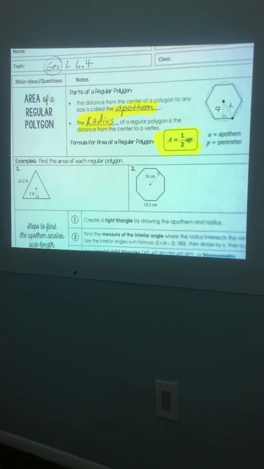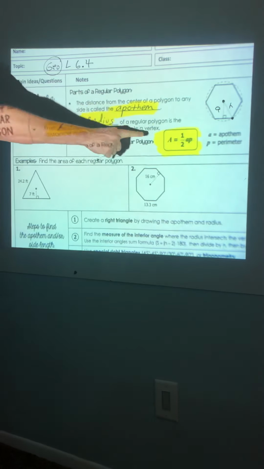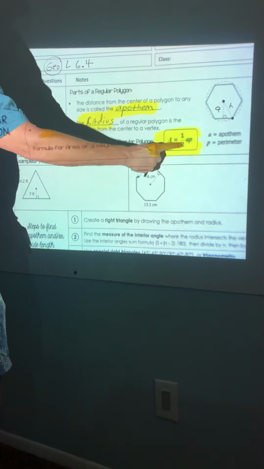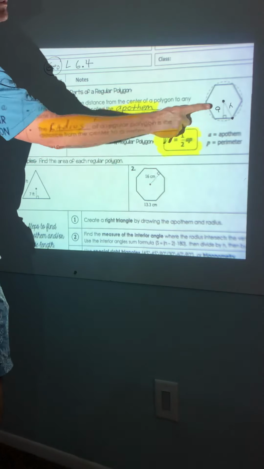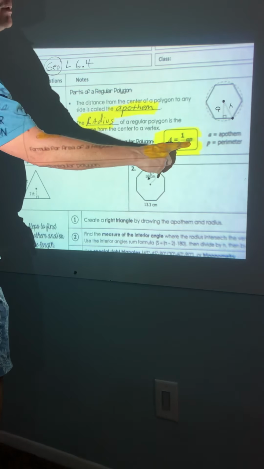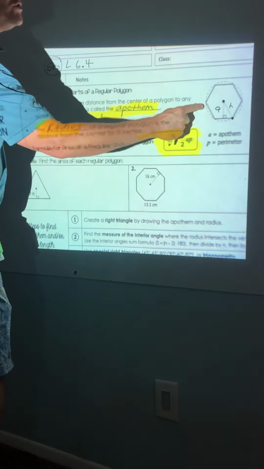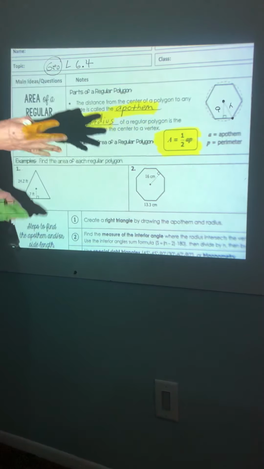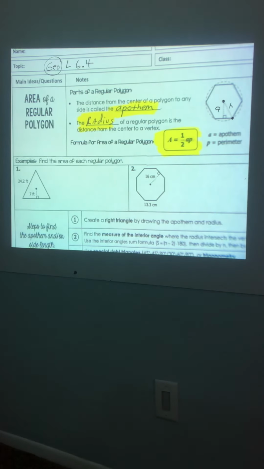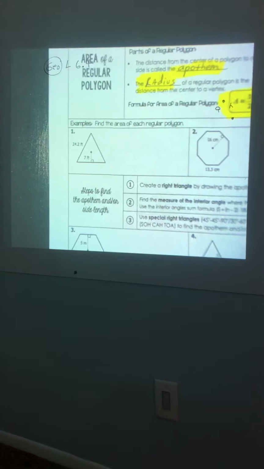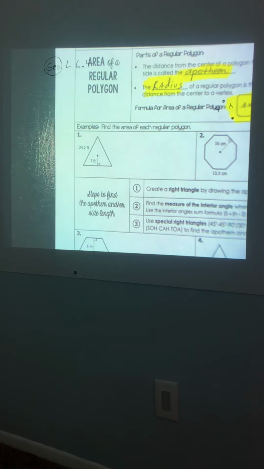We're finding the area again. I love this formula. It's a nice simple one. The area of a regular polygon is 1/2 the apothem times the perimeter. And remember, perimeter is just adding up all the sides, but because it's regular, all the sides are the same value. So let's start nice and easy, and then we're going to show you a fun one.